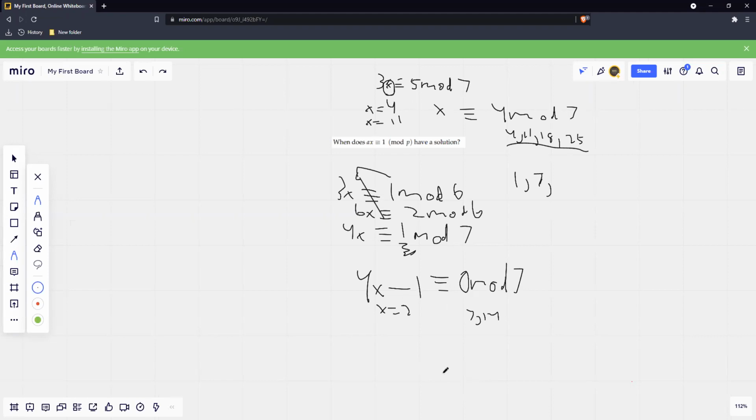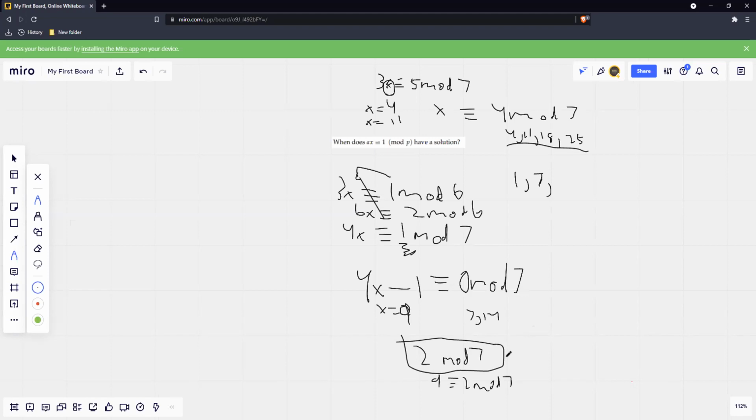Right. Let's find another one. How about we try x congruent to 9, because 2 is congruent to 2 mod 7, and 9 is also congruent to 2 mod 7. So let's try x equals 9. Well, we have 36 minus 1, and 35 is a multiple of 7. So we can say the answer is all numbers x such that x is 2 modulo 7.